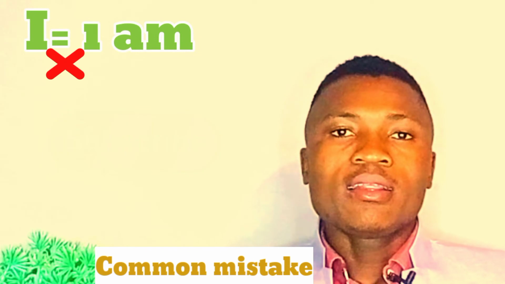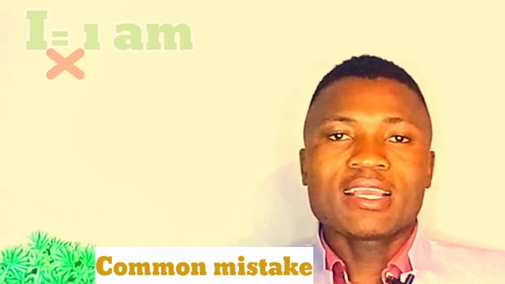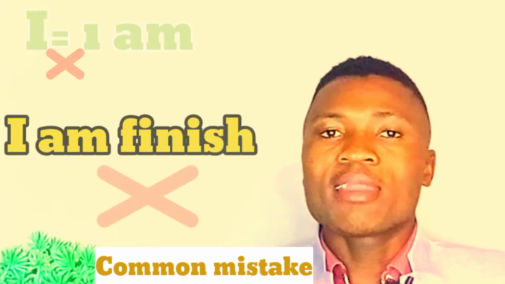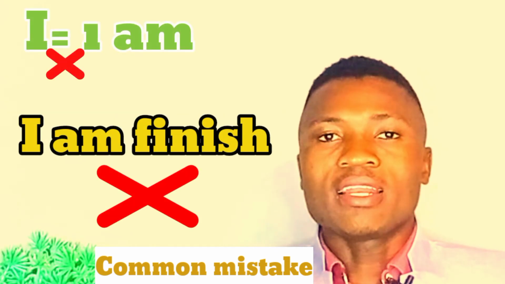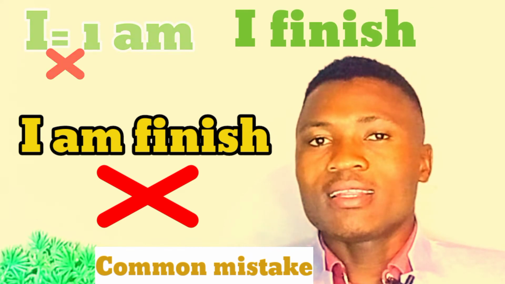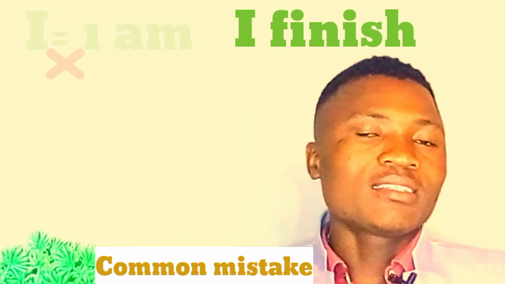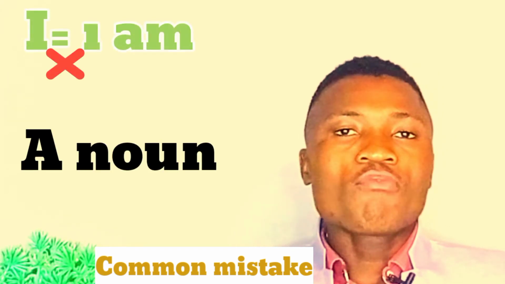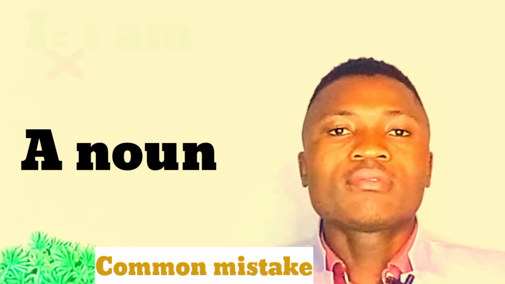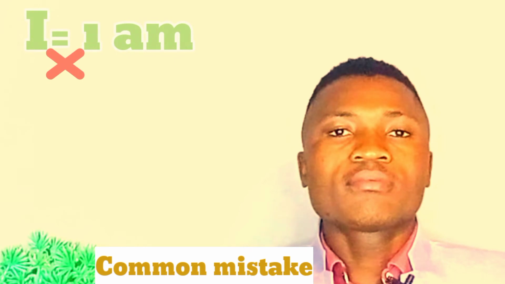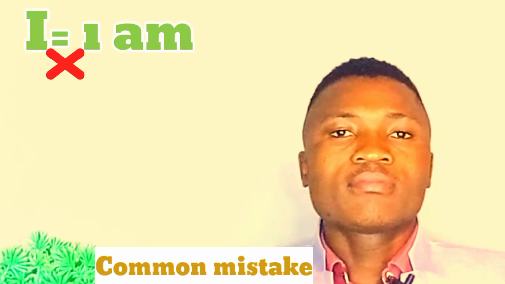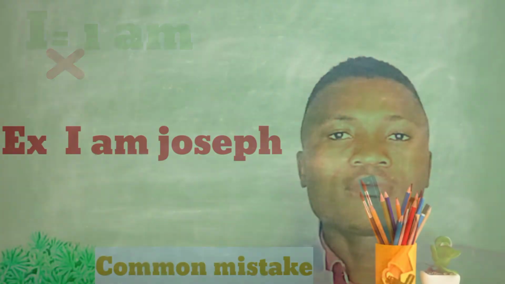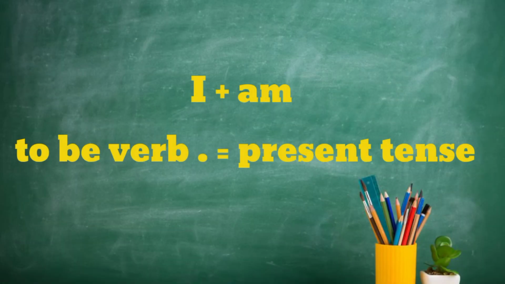Well, let's see now I. The common mistake is that sometimes people say, I am finished. Do not say this again. I am finished. It is a mistake in English. So we use I am before a noun. For example, I am Joseph. We have I, the personal pronoun, plus am, the verb to be in the present tense.